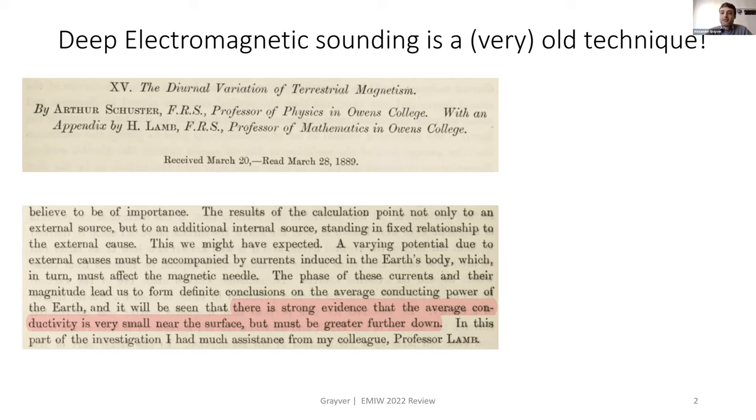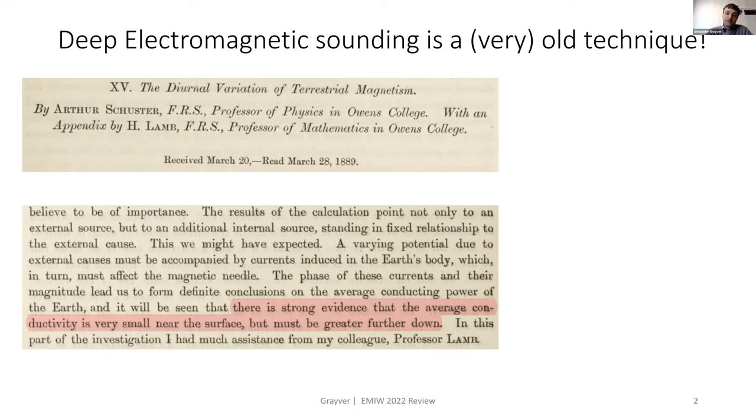And we will start by actually going back 133 years and looking at this fantastic work on the diurnal variations of terrestrial magnetism published by Arthur Schuster, who was the professor of physics in Owens College back then. And he was, I think, the first one who applied EM induction to probe the subsurface conductivity the way we do up until now.